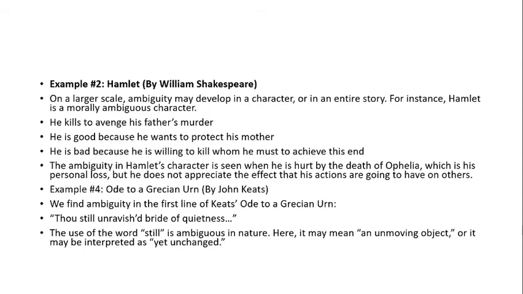The ambiguity in Hamlet's character is seen when he is hurt by the death of Ophelia, who is his lover in the play, which is his personal loss, but he does not appreciate the effect that his actions are going to have on others. So example 4, that is Ode on a Grecian Urn by John Keats. We find ambiguity in the first line of Keats' Ode on a Grecian Urn, "Thou still unravished bride of quietness." The use of the word still is ambiguous in nature. Here it means an unmoving object or it may be interpreted as yet unchanged.